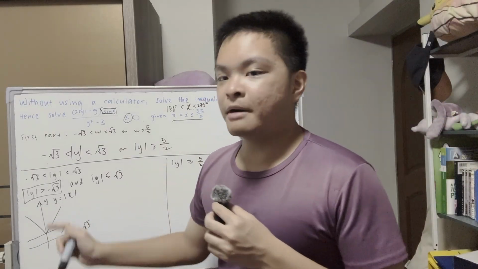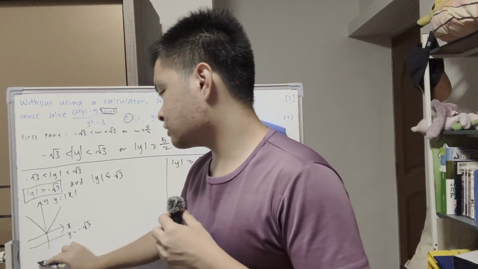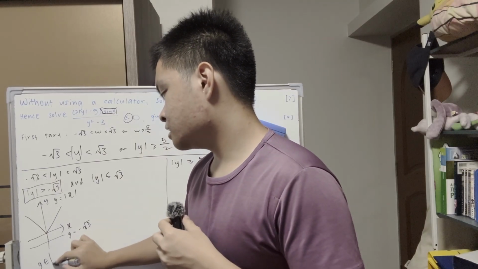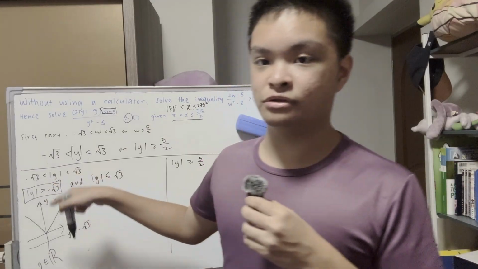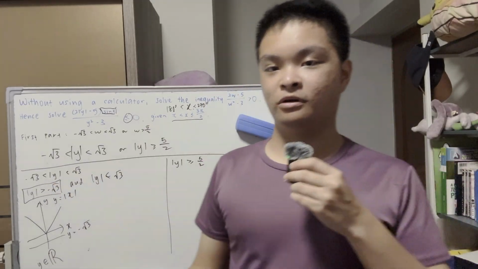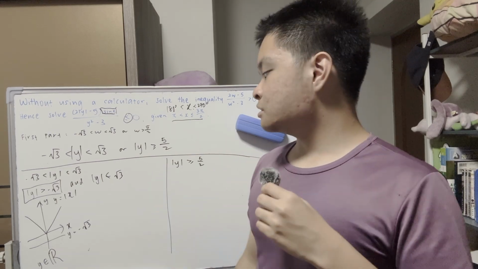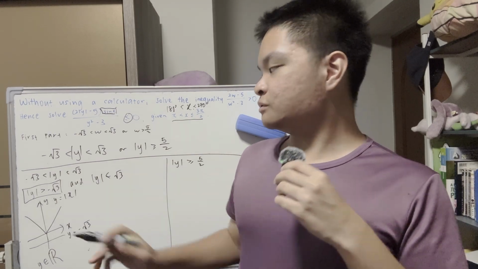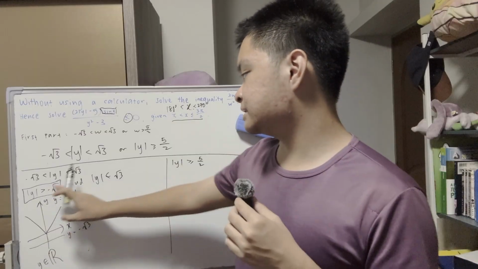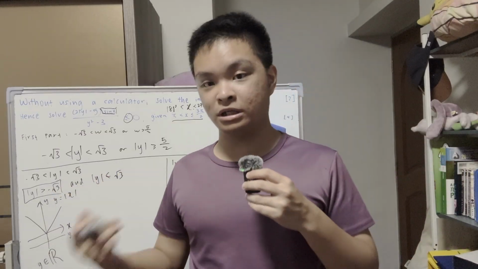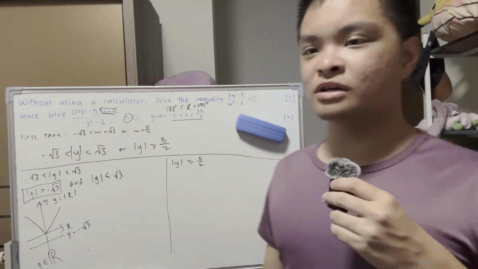The negative part doesn't help us at all. Actually, from here I can conclude that my y just has to be a real number for this condition to be satisfied, for my modulus y to be more than negative square root 3. So using this alone, it will not help us at all. So we have to consider the second part, where modulus of y is less than square root 3. So how do we do this?